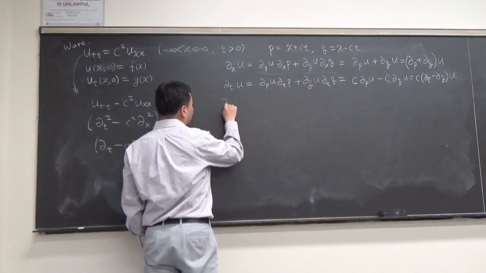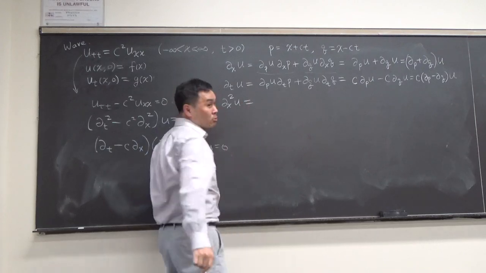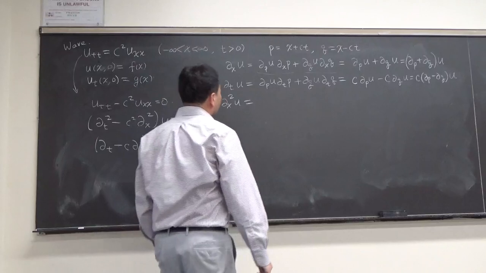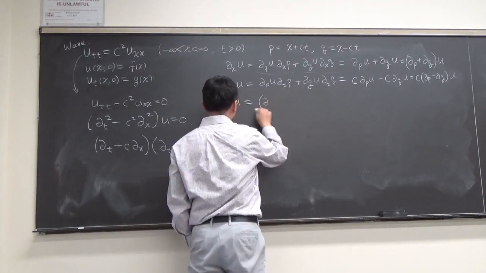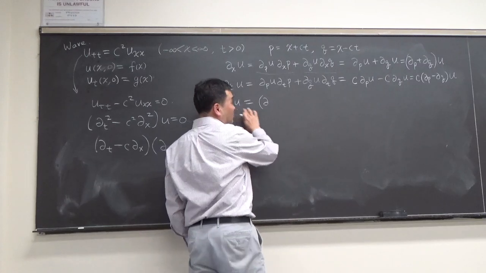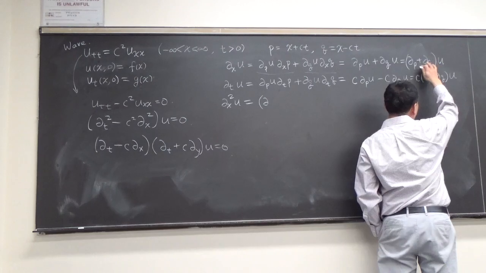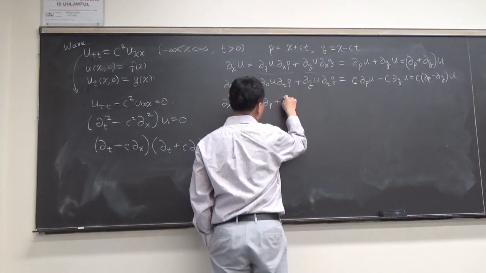Okay, now let's try the second derivative of u with respect to x. And that's, well, differentiation by x is the same as differentiating by p plus differentiating by q, right? So it's like this.